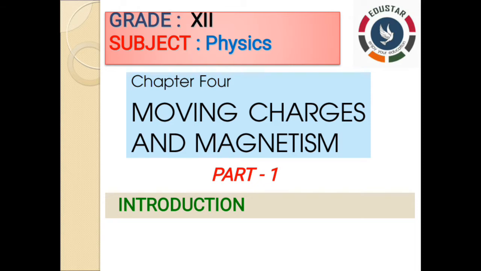So today's session we are going to discuss moving charges and magnetism, Chapter 4. Already we finished 3 chapters, that is 2 units, electrostatics and current electricity. So now we move to chapter 4.